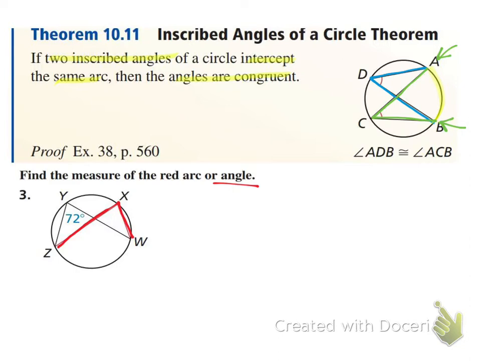What is the intercepted arc for angle X, the angle we're finding? ZW. Look at the 72. What is the intercepted arc for 72? ZW. They have the same arc, so they're going to have the same measurement. So if angle Y is 72 degrees, what is the measure of angle X? 72 degrees. It's going to be the same.